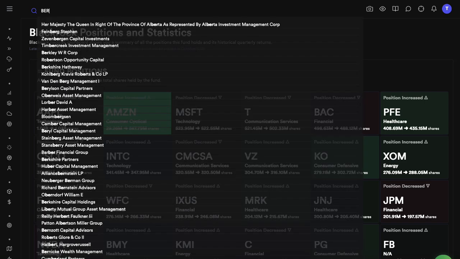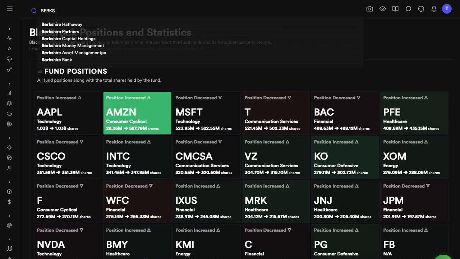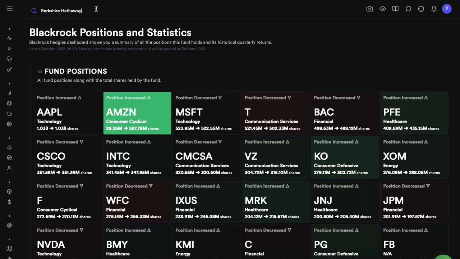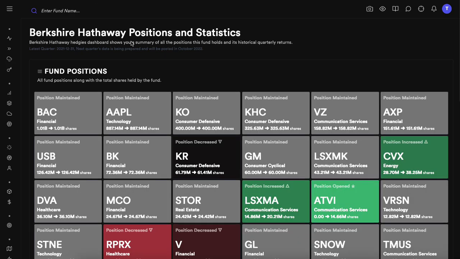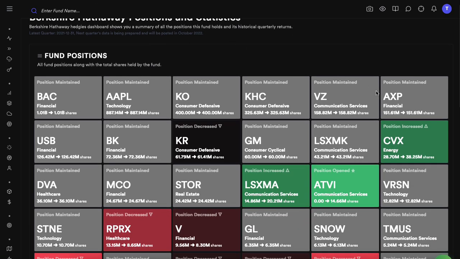Let's see what Warren Buffett has been doing. Okay, so really good. So you can see energy. So you see these trends. Energy has been going up for a while. It's down lately, but still overall I think it has been going up, and you can see these positions building.